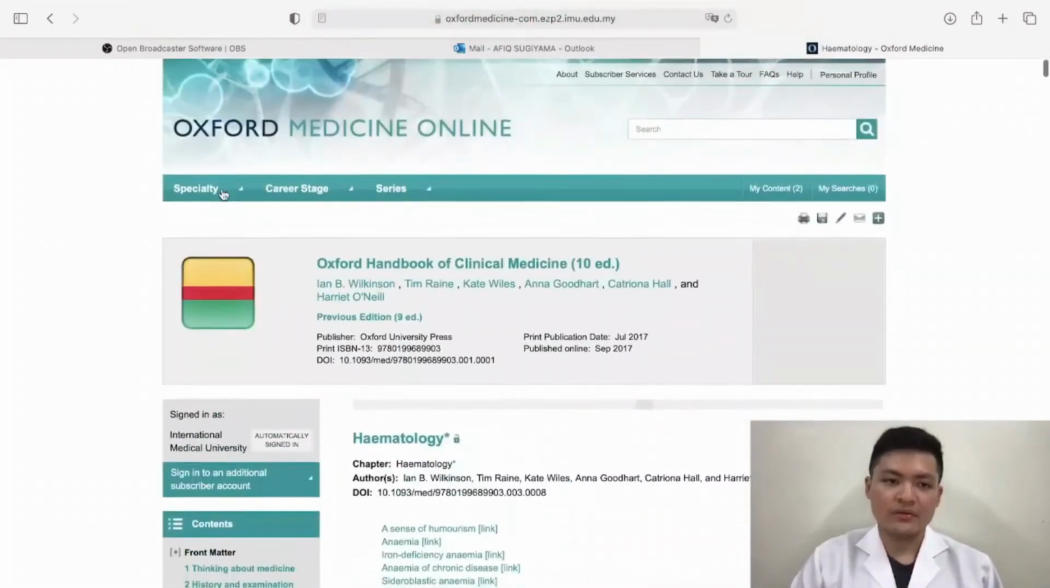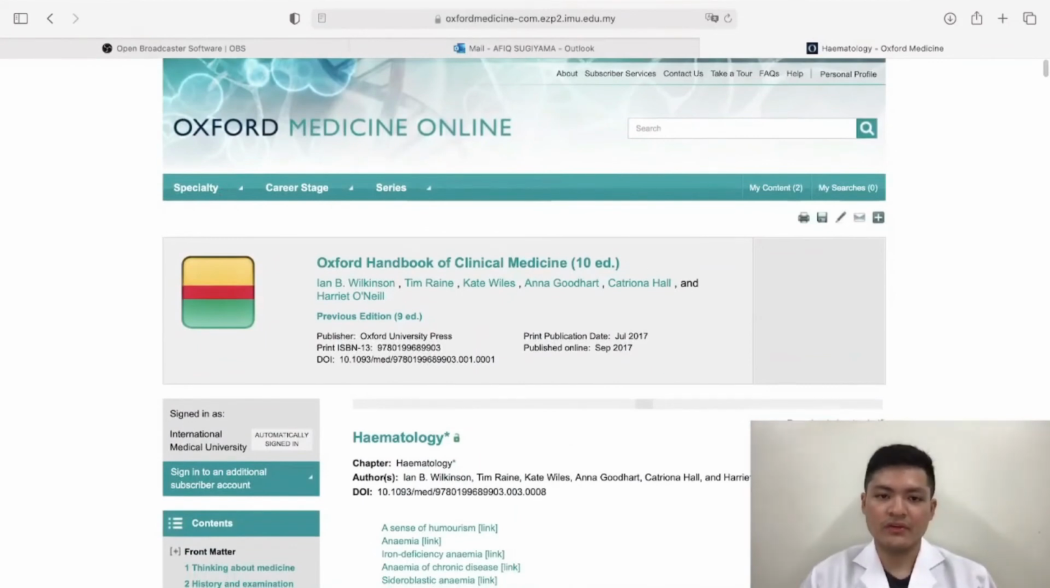To access this book, you just need to log into the IMU e-library portal. If you have any problems doing so, you can always reach out to the librarians via email, or approach the librarians working in the IMU library. In general, if you have any questions on the ebooks, feel free to reach out to them as well.